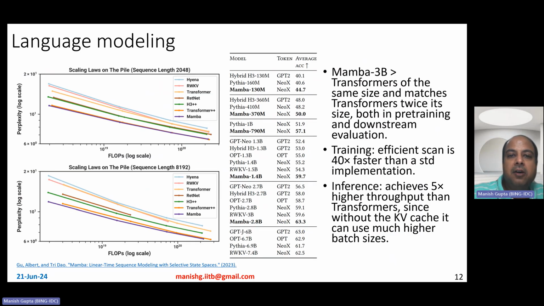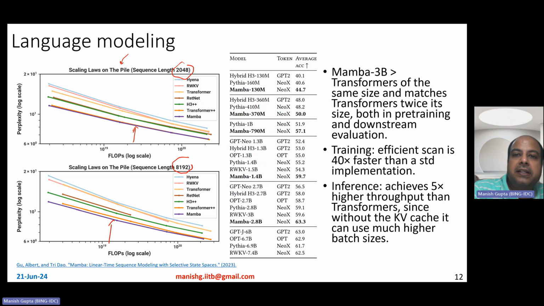Now people try to, of course, train Mamba on the Pile dataset and look at perplexity. If you draw these perplexity graphs with the different sequence lengths, 2000 and 8000, you observe that Mamba gives you the lowest perplexity. Lowest is the best perplexity. So that's good.